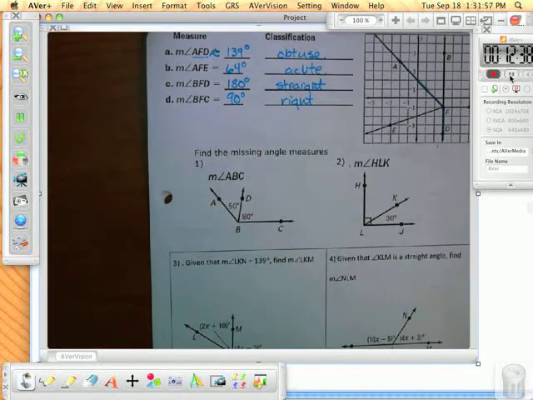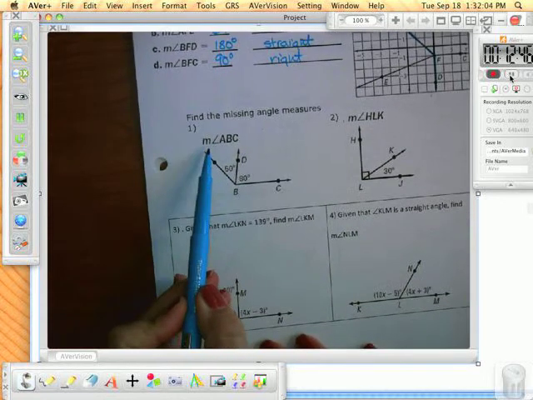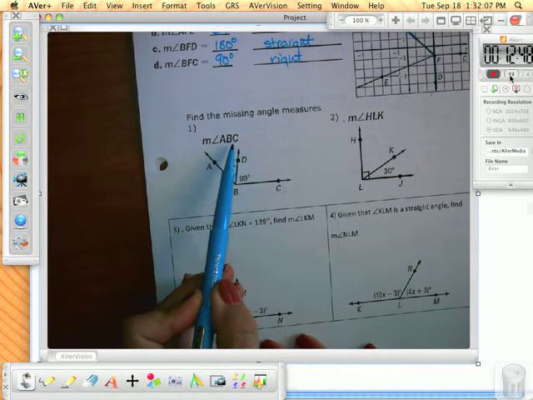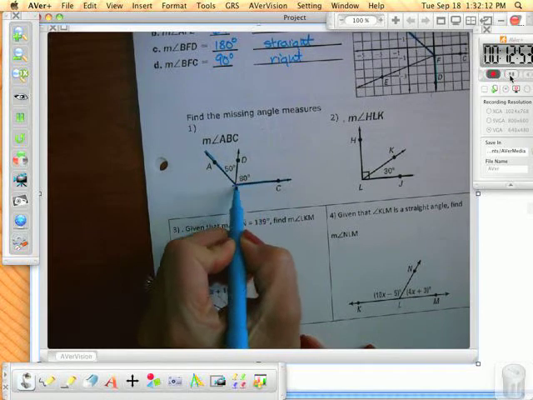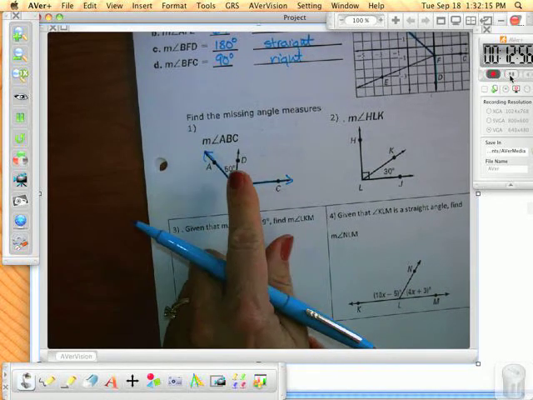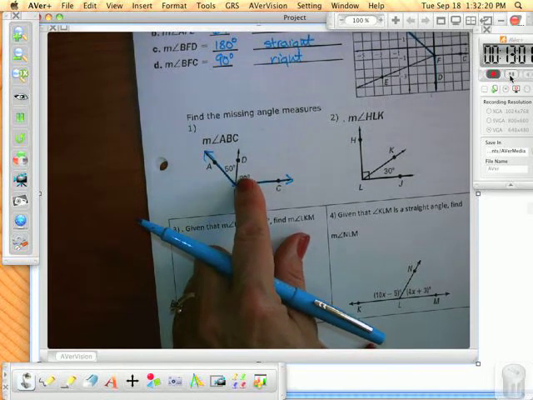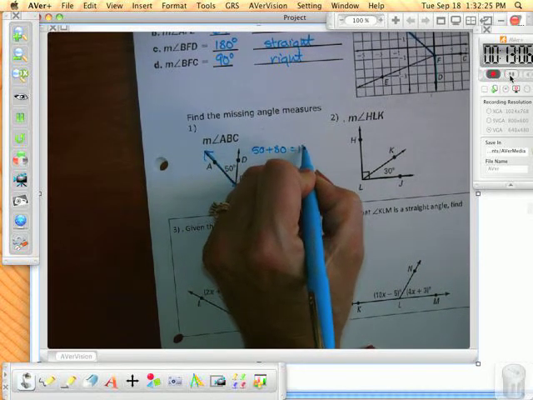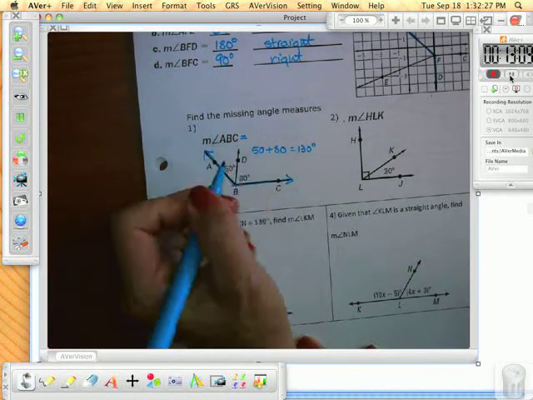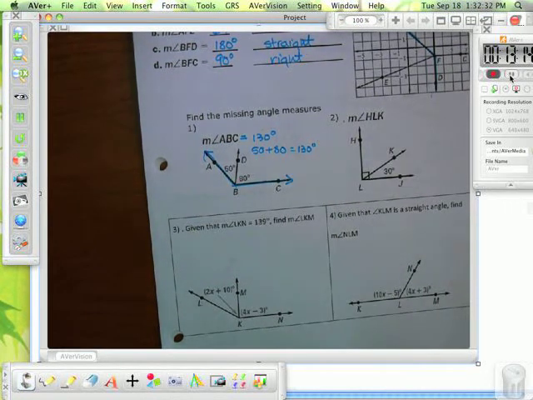Okay. All right, so now let's do some really fun stuff. You ready? So find the missing angle measures. It says I need the measure of angle ABC. So I need how big this is. Look, they're giving me this angle and this angle. Do they add up to the big angle? Yes, they would. So it's just 50 plus 80 equals 130 degrees. So the measure of angle ABC is 130 degrees.